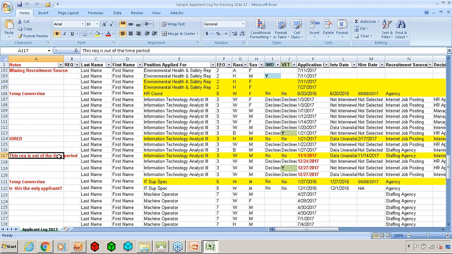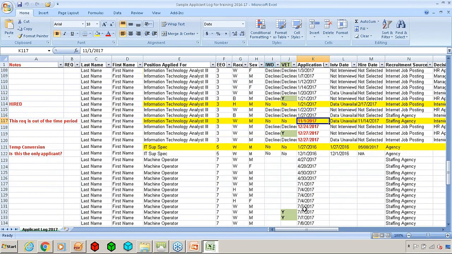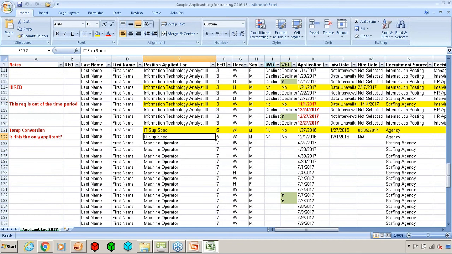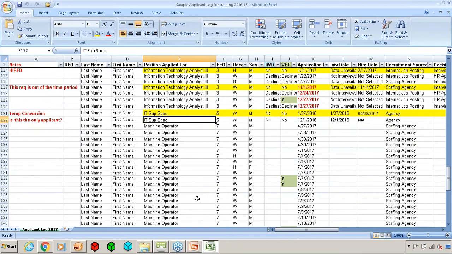This is another one where this requisition, this person that was hired, is out of the time frame. So in this particular company, these people were put on here, and this is probably for next year's data. So this particular rec is out of the time frame. Here's another one. This is the only qualified applicant.